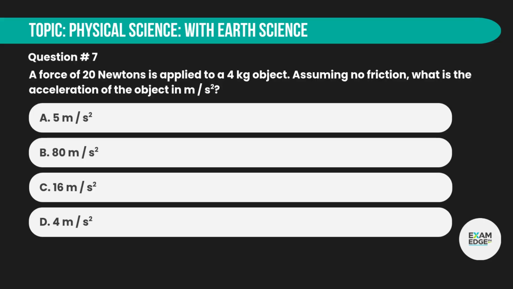Question number 7. A force of 20 newtons is applied to a 4 kilogram object. Assuming no friction, what is the acceleration of the object in meters per second squared? A. 5 meters per second squared. B. 80 meters per second squared. C. 16 meters per second squared. D. 4 meters per second squared.